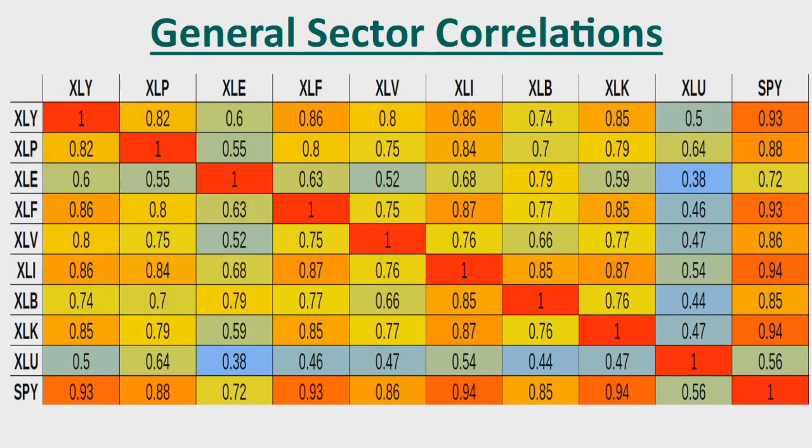Here is the correlation table between the stock market sectors and the broad stock market, represented by the SPY S&P 500 ETF. Like everything else in the stock market, correlations are dynamic, but the strength of relationships between these sectors and the broader stock market is generally within the 0.10 range from year to year.